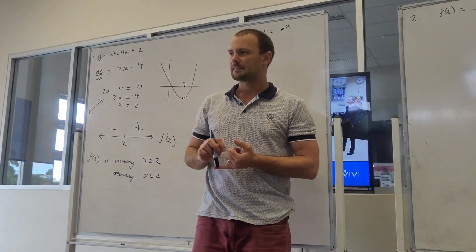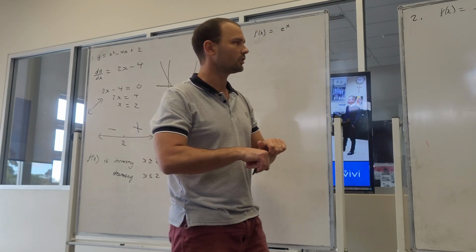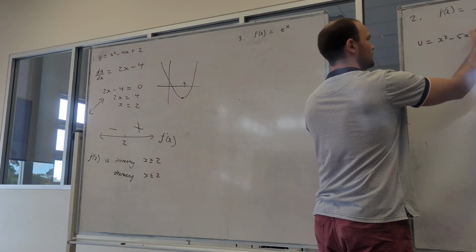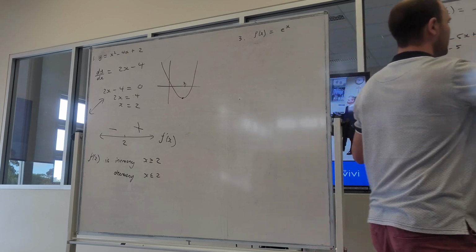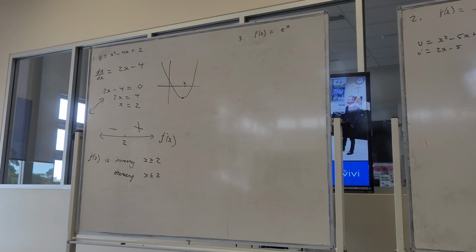So our first step is to find the derivative. We have one function divided by another, so we're going to use the quotient rule. u is x squared take 5x plus 36. u dash will be 2x take 5. v is x plus 2, v dash will be 1. All right, we'll smash all that together.